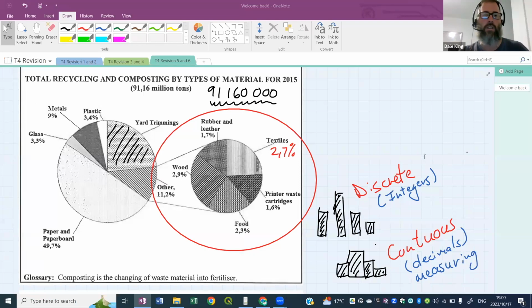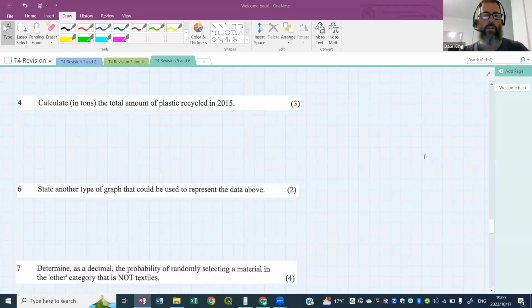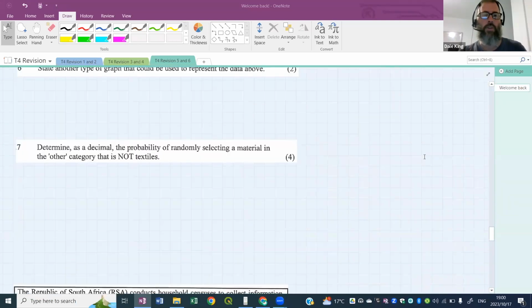Okay, so there's the diagram. And here's the question 7. Determine as a decimal the probability of randomly selecting a material in the other category that is not textiles. And they've made the word not in capitals. They're trying to emphasize that. Very interesting. All right, we will start Thursday's lesson with this one and have a look at it again.